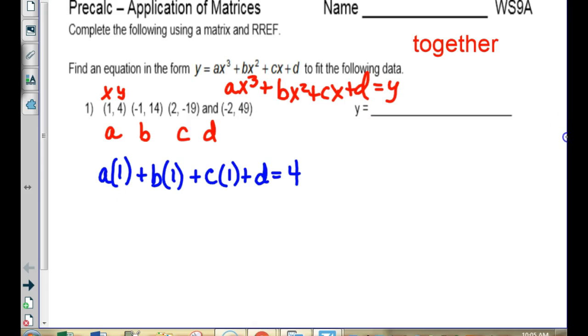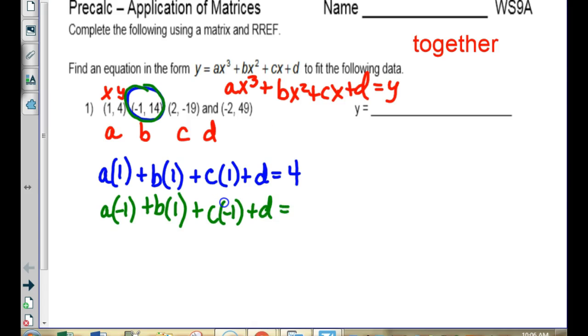All right, so the second one, I'm now using this ordered pair. Okay, put in a -1. So it's A times -1 cubed. What's -1 cubed? -1. Plus B times -1 squared, which becomes +1. Be careful. Plus C times -1. Plus D equals Y, which was 14.